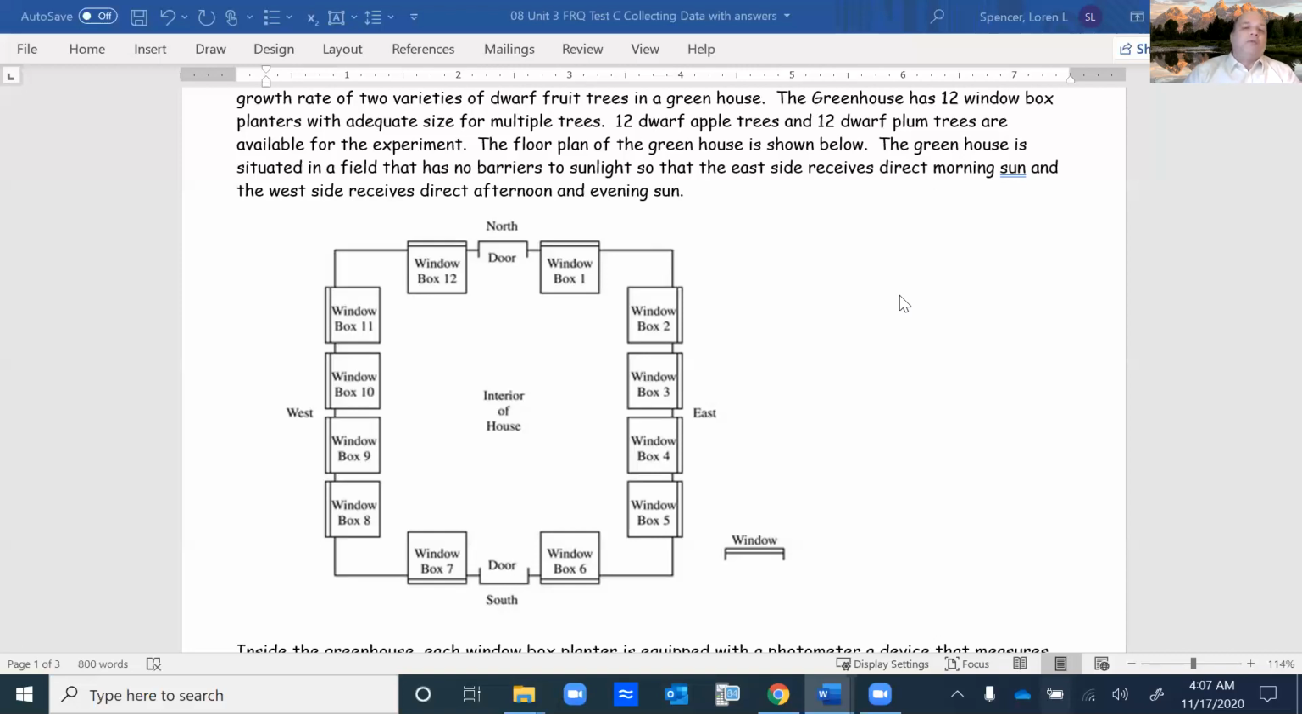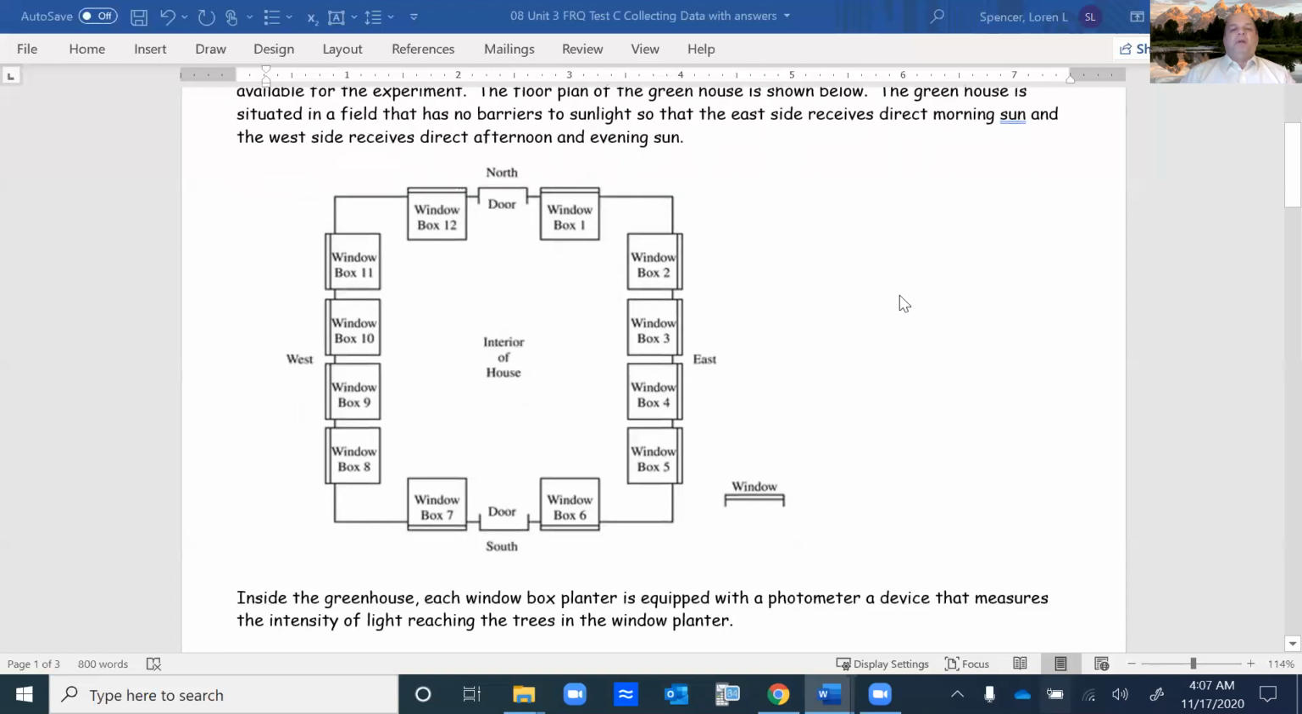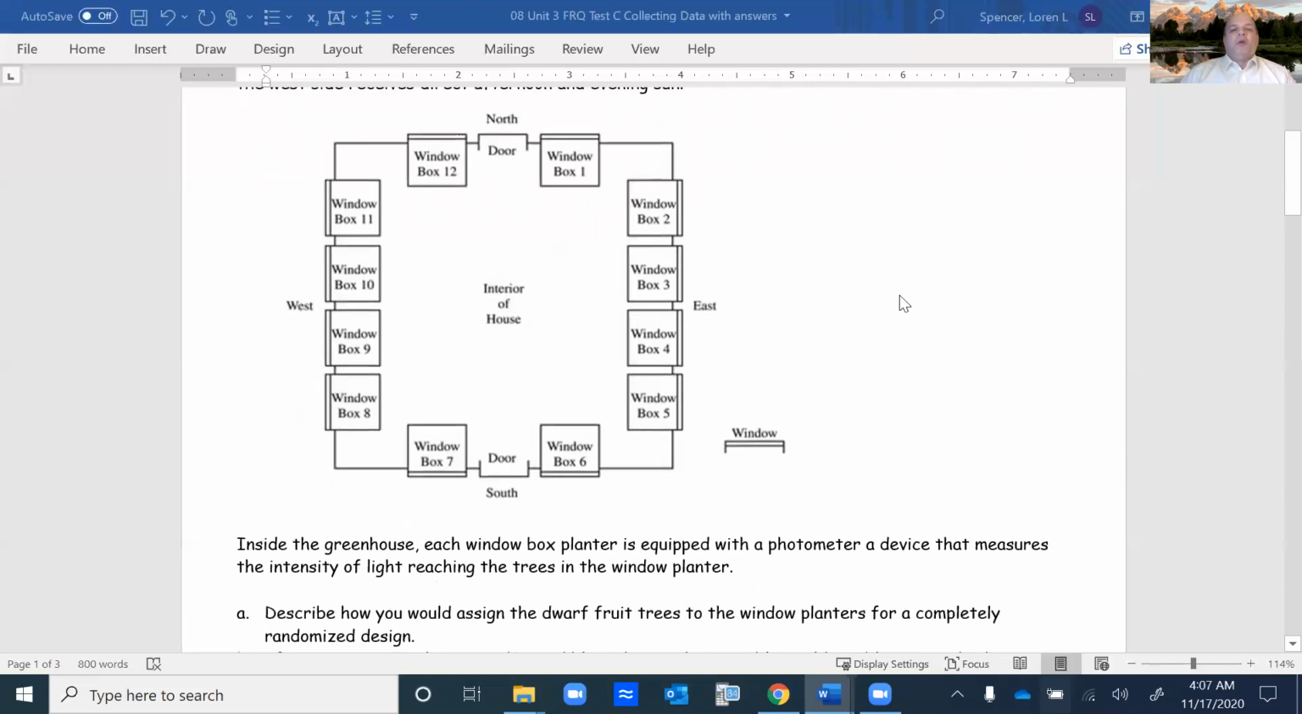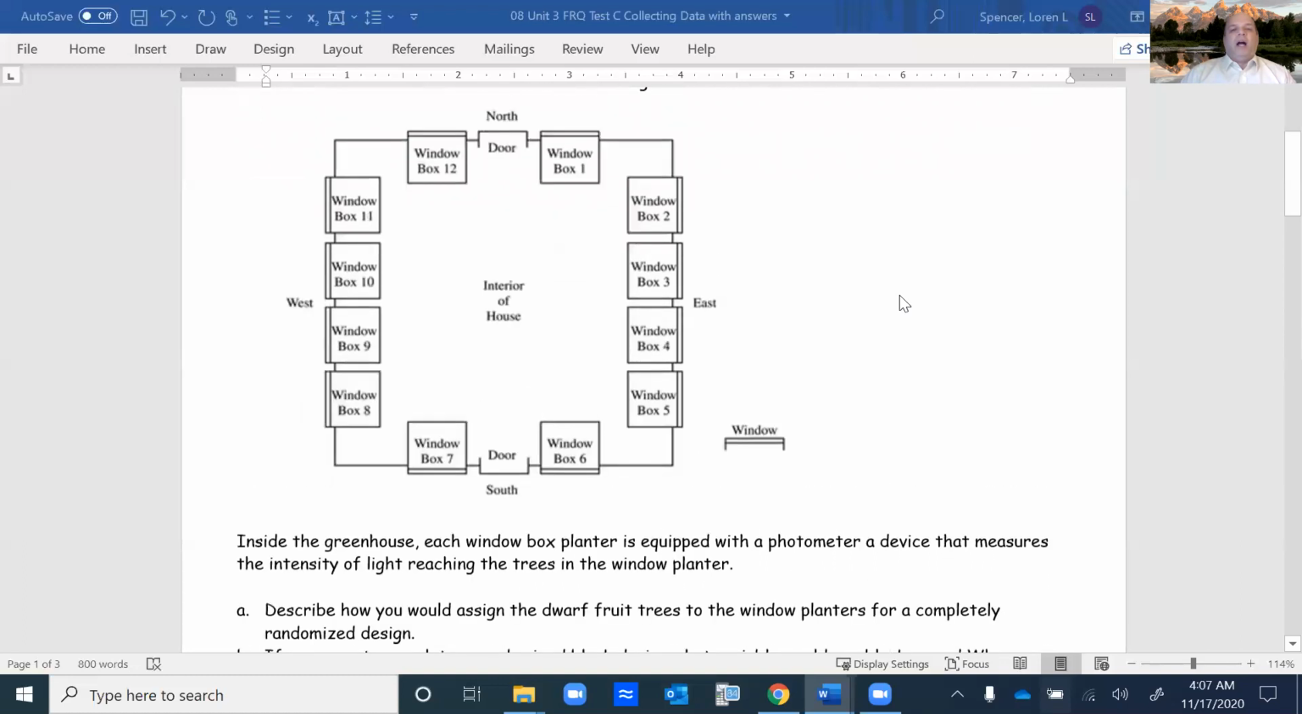Notice it'd be possible for a window box to have 2 plum. It'd be possible to have 2 apple in a window box, or it'd be possible to have an apple and a plum in each one. But the key here is I numbered 1 to 24, and every possible combination could happen. If I were to make a randomized block design, what variable would I block on and why?